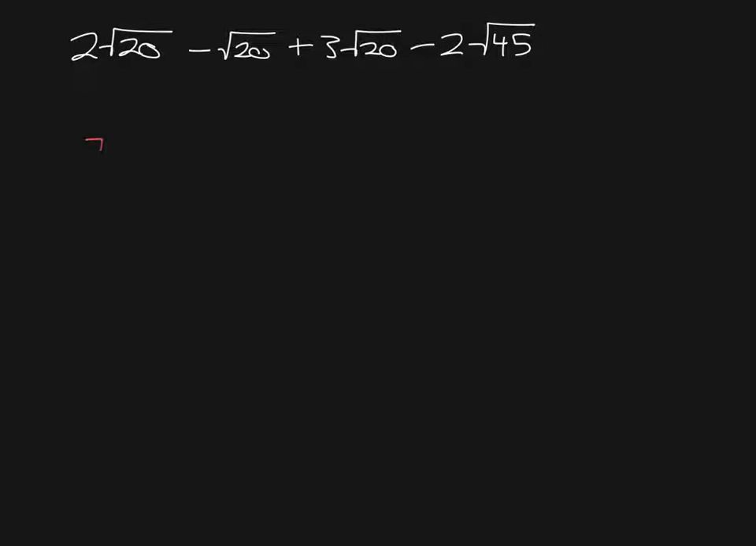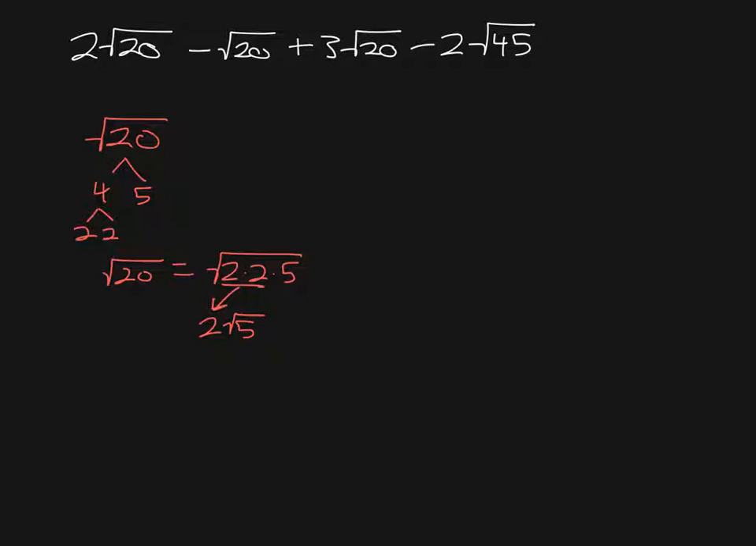So I'm going to simplify the square root of 20 to start. I'm going to find the prime factorization. I know I can do 4 times 5 to make 20, and I know I can do 2 times 2 to make 4. So root 20 becomes 2 times 2 times 5 under the radical. And because I have two 2's, 2 times 2 is 4. I can take the square root of that. The square root of 4 is 2, and I wind up with 2 root 5.